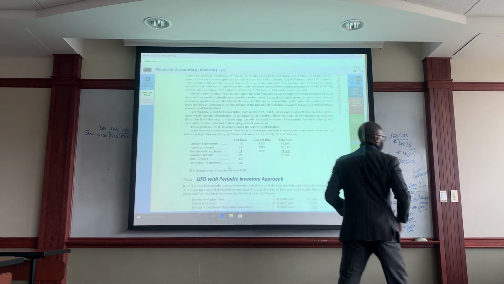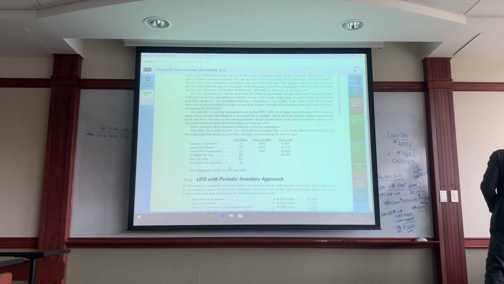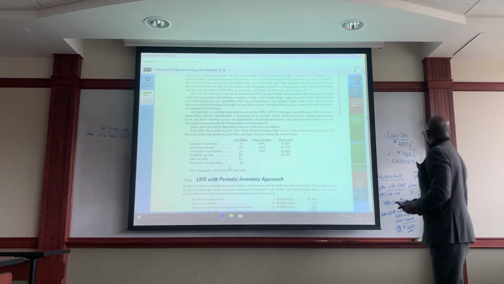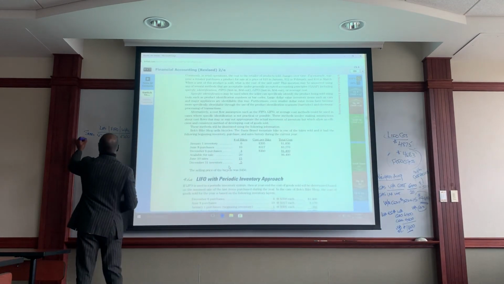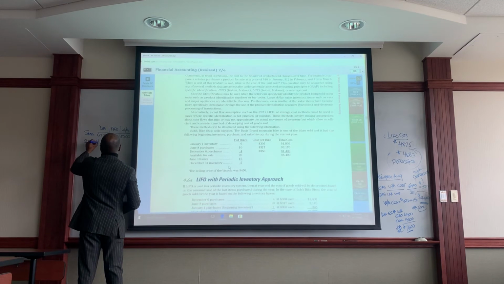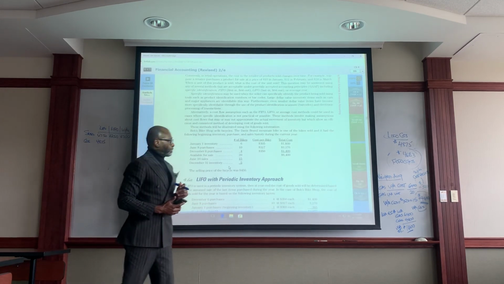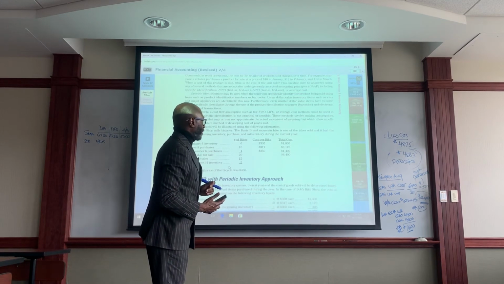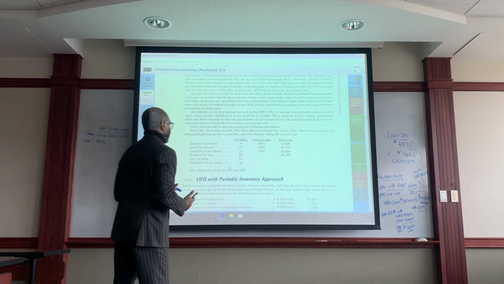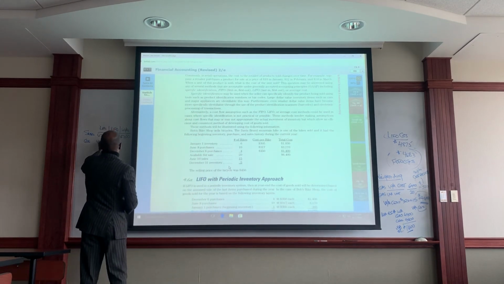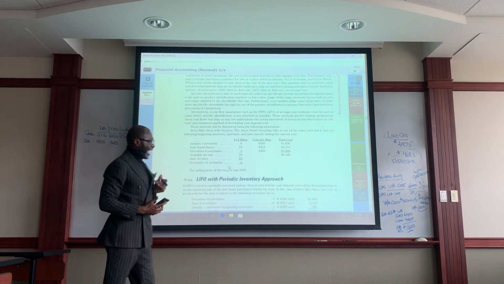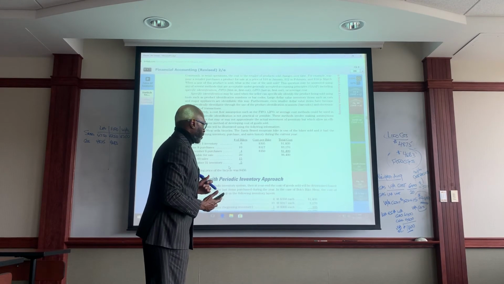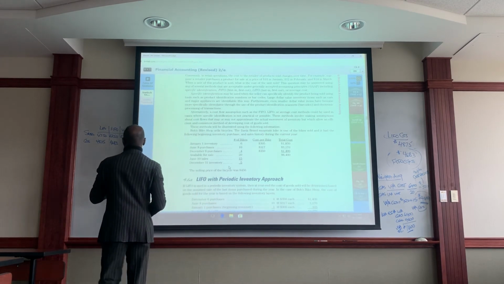Now we can employ, if you will, LIFO, FIFO, and weighted average. LIFO was $4,875 for cost of goods sold. FIFO was $4,683. The weighted average cost of goods sold was $4,800.